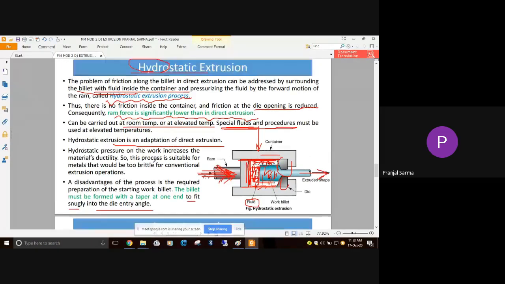So that is basically about hydrostatic extrusion. You have to be careful enough so that there is no leakage. But there are advantages associated, like a low amount of force will be required for compressing it, and similarly you can work with more brittle material also. So I hope you have understood hydrostatic extrusion. Let me know.